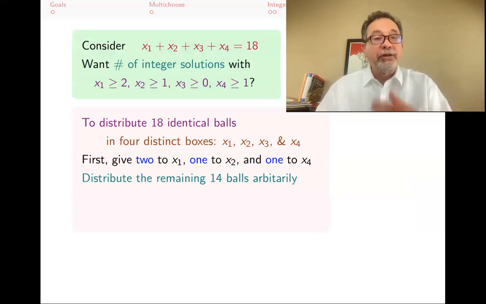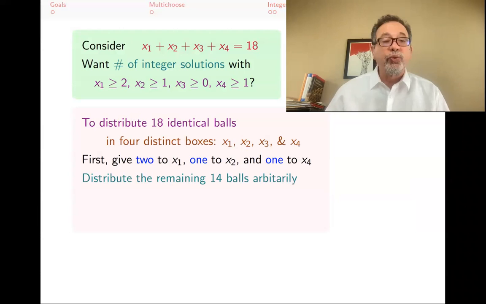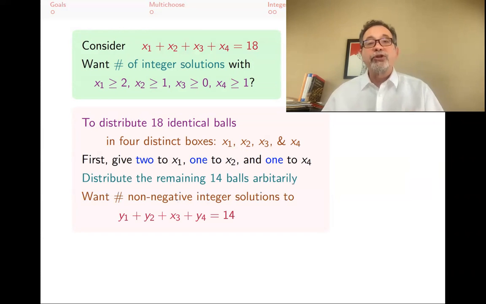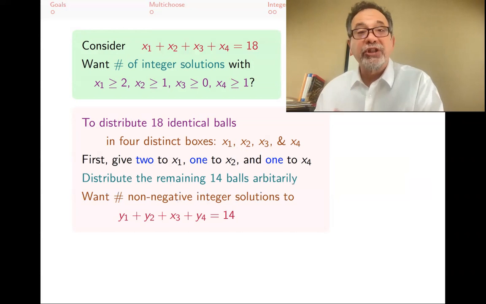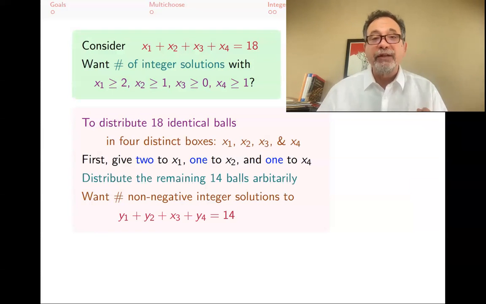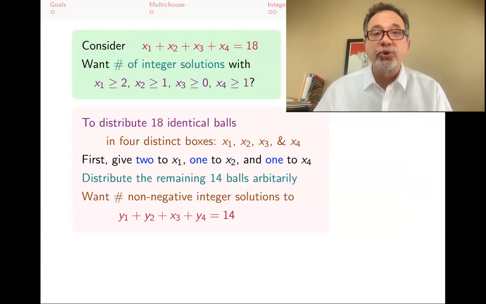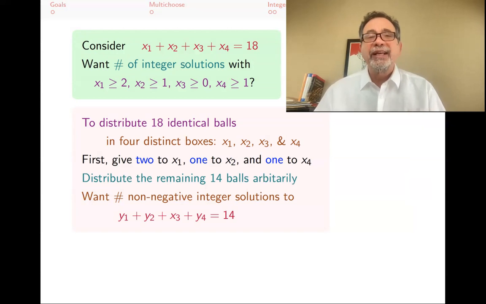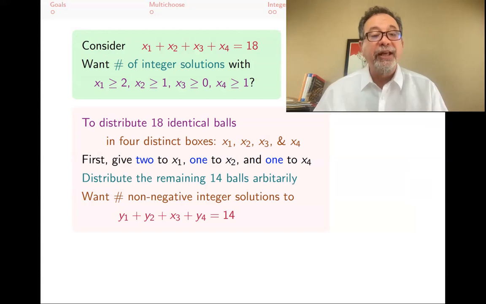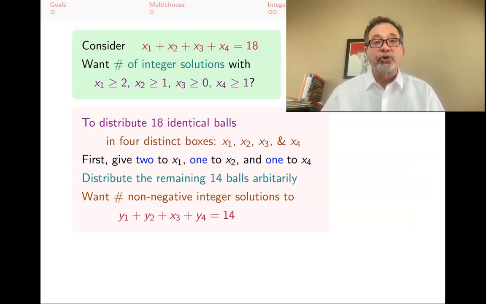But now they can go in any of the boxes, and so what you want is the number of non-negative integer solutions to y1 plus y2 plus x3 plus y4 equals 14. The reason I'm using y's is because I really did a change of variable. y1 is x1 minus 2, y2 is x2 minus 1, and y4 is x4 minus 1. If you put those in, then I'm back to my original equation. But you don't really need to do that. These are just new variables that I need to solve.